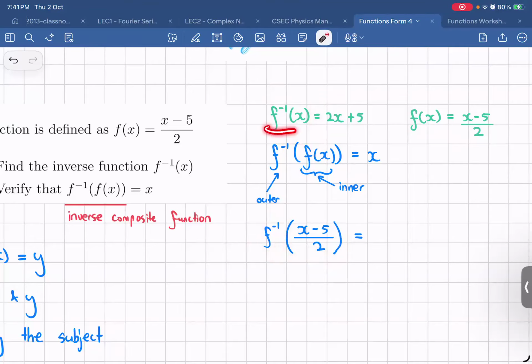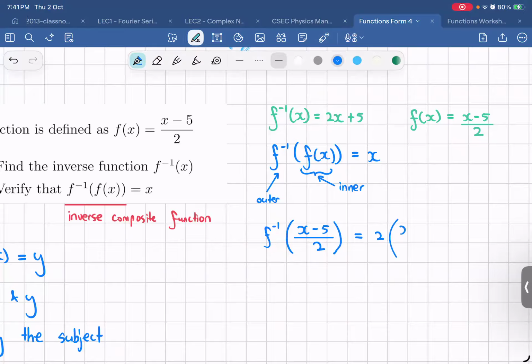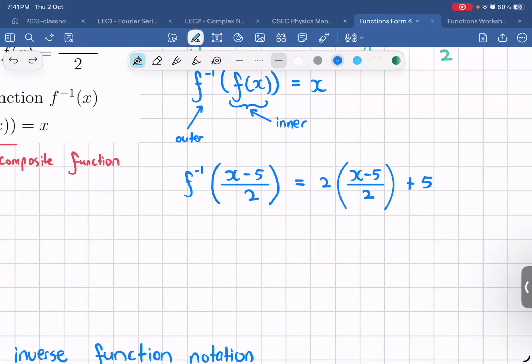Anywhere I see x over here, I'm going to write x minus 5 over 2 instead. So I'm going to write 2, in brackets, instead of writing x, x minus 5 all over 2, close my bracket, plus 5. What's going to happen here? We have multiply by 2, divide by 2. The 2s will cancel off.